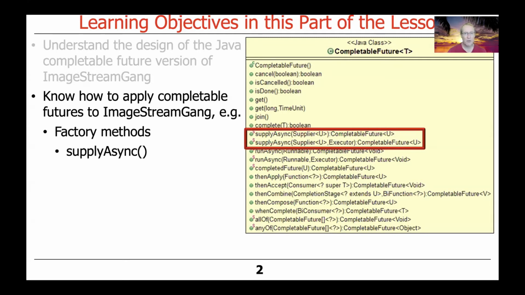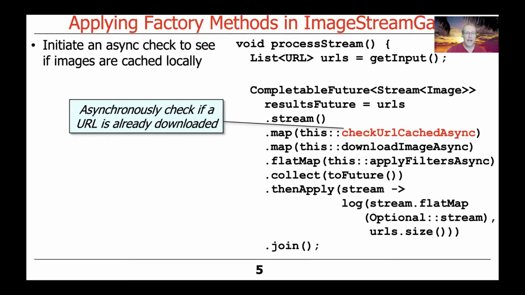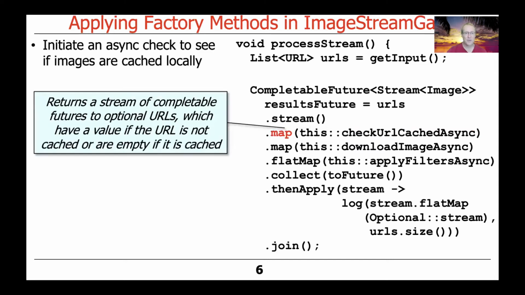use here. In general, supplyAsync is much more popular than runAsync because it returns a completable future that can have results. So you can see we use the factory methods to kind of set the whole thing in motion. That's usually the way that the factory methods work with completable futures. And this is going to be done inside of this behavior called check URL cached async. And what that's going to do, as the name may give us a hint, is we're going to asynchronously check to see if a URL has already been downloaded and therefore does not need to be brought back by downloading it again. We can just get it right out of the cache.